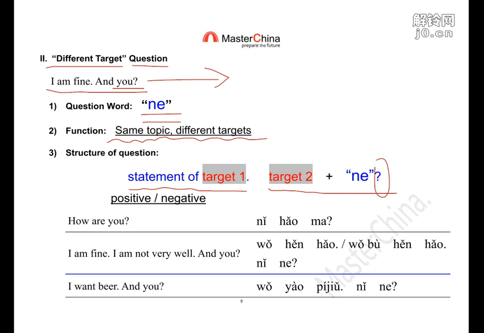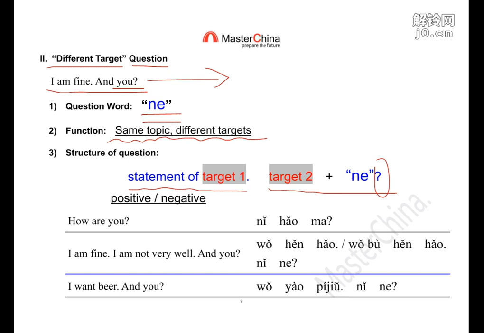We already set up one topic. For example, we talk about Shanghai is big. So how about New York? The topic is the size of two cities. Target 1 is Shanghai and target 2 is New York. So you can imagine the sentence, right? Statement of target 1 and target 2.